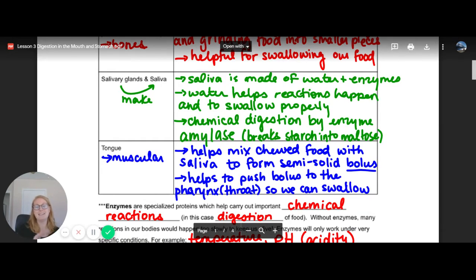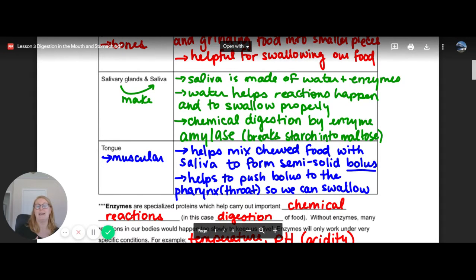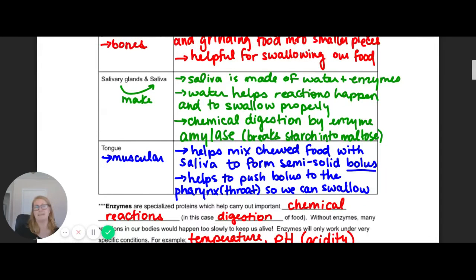And so the enzyme that's really important here, and I'm going to define enzymes in just a second for you, is called salivary amylase. And salivary amylase has the job of breaking starch into what's called maltose. So we talked about in lesson two, starch are these really big, long polysaccharides, complex carbohydrates. Maltose are these double rings. Okay, so they're a sugar that are two rings stuck to each other.